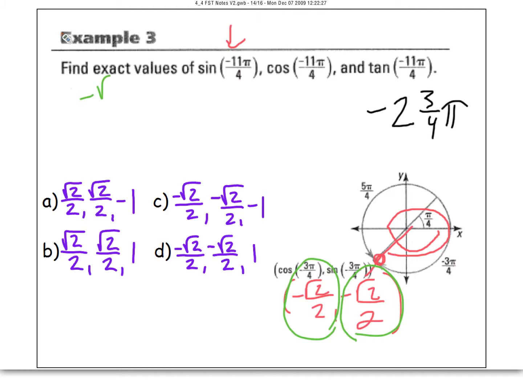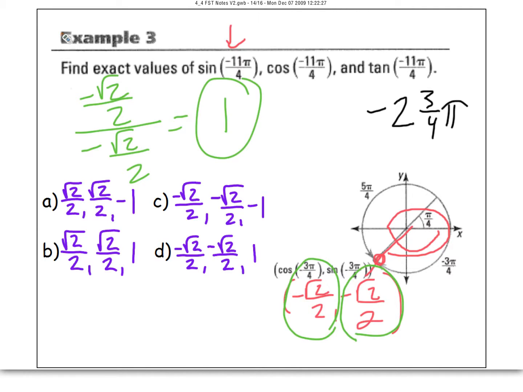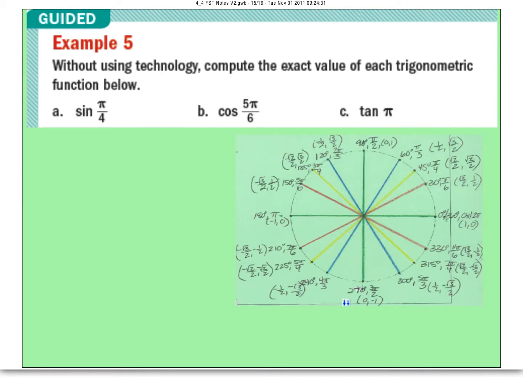So let's do sine, which is negative square root of 2 over 2. Cosine, negative square root of 2 over 2. This actually divides out into the number 1. So the slope on here is a positive slope of 1 is our final answer. Let's look at a few more.